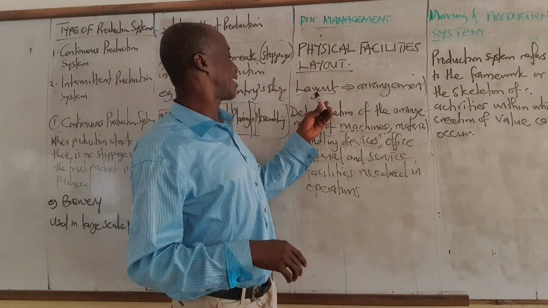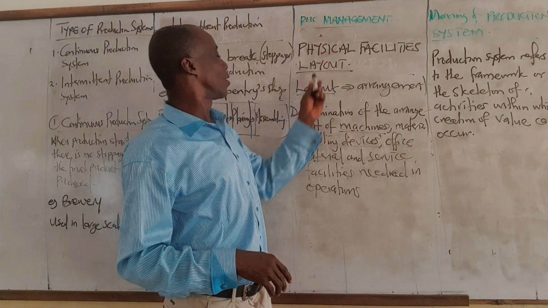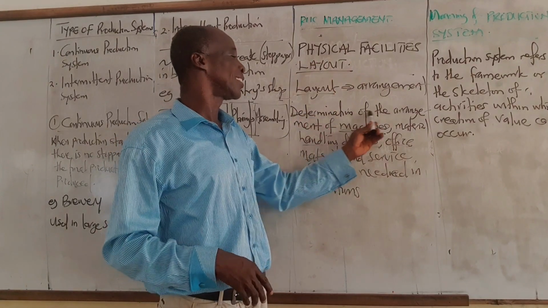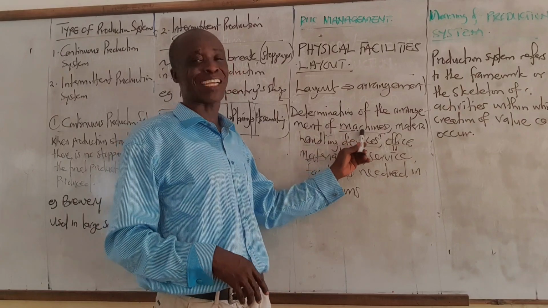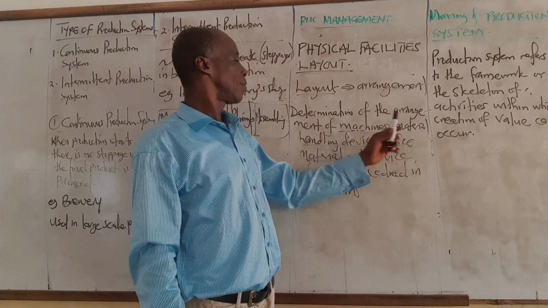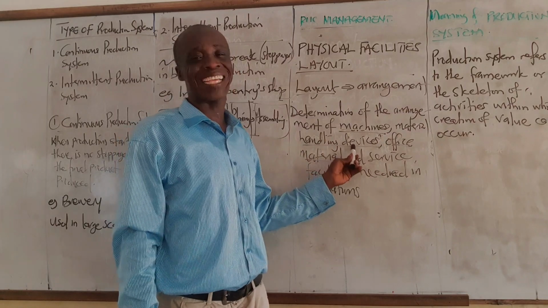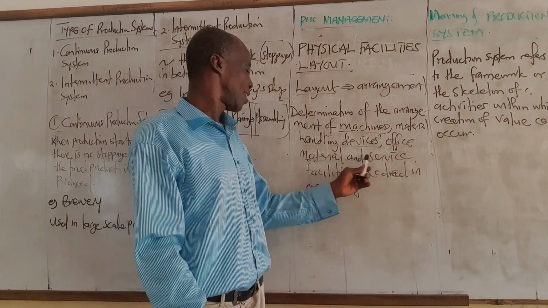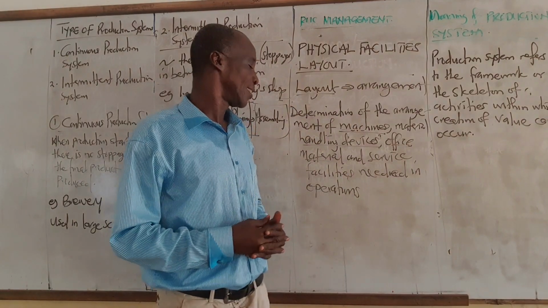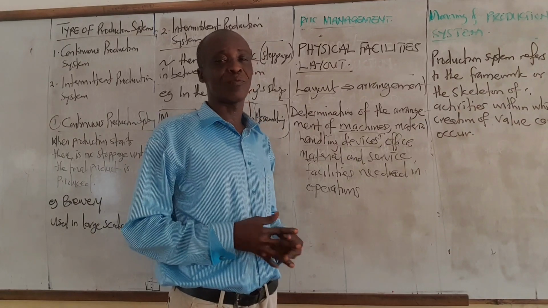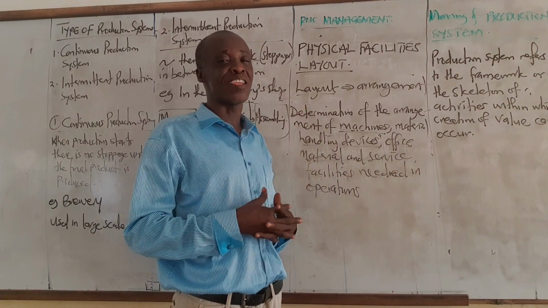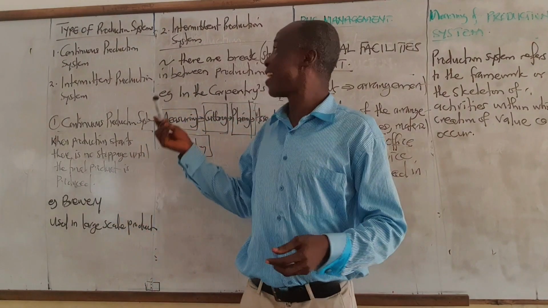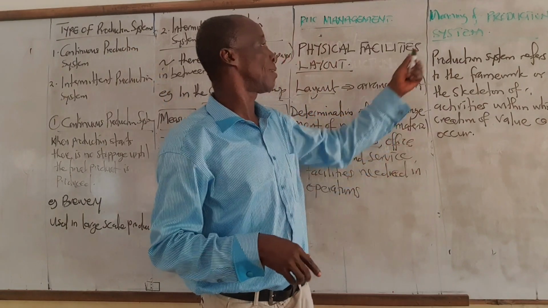So I said for the layout, we are looking at the determination of physical facility layout. We are looking at the determination of the arrangement of machines, material handling devices, office materials, the arrangement of these, and service facilities needed in operation. So their arrangement is very, very important. And that will lead us to the production system.